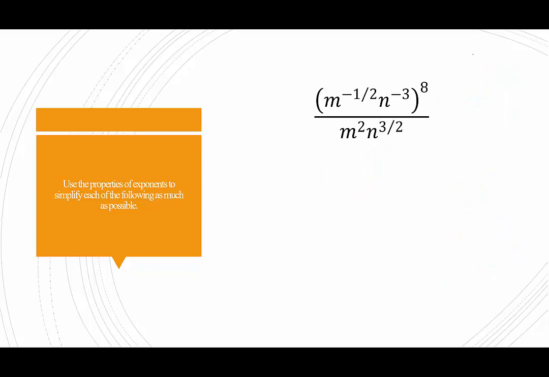All right, in our last example, we're looking at everything. The first thing I want to do is get rid of the parentheses, and in order to do that, I need to distribute that power of 8. So we're going to focus on the numerator because that's the only place where we're distributing the 8.